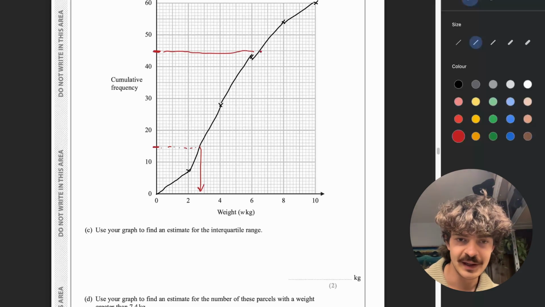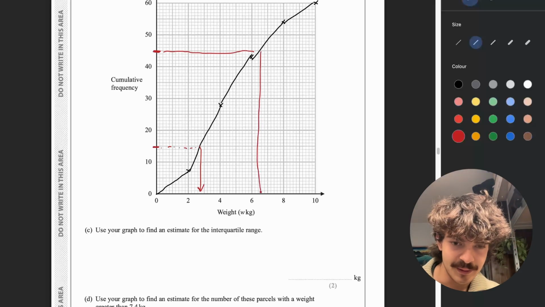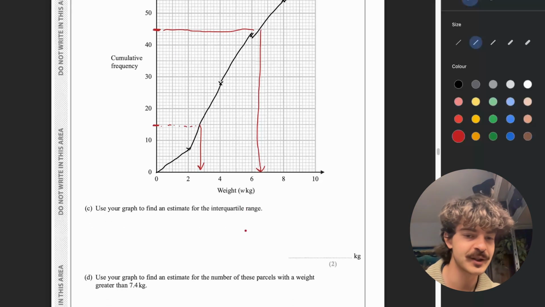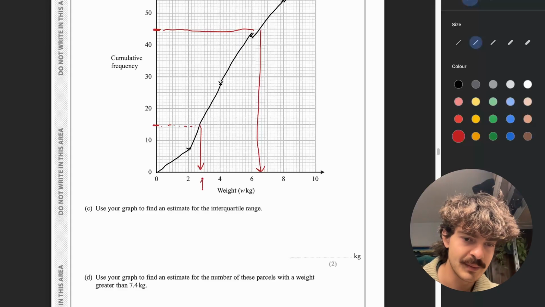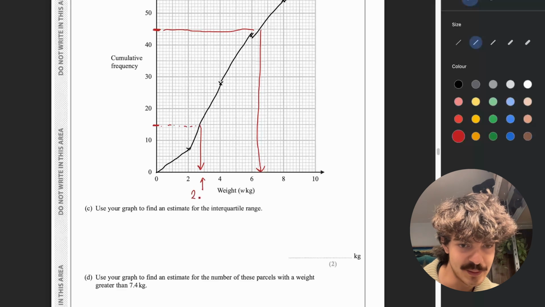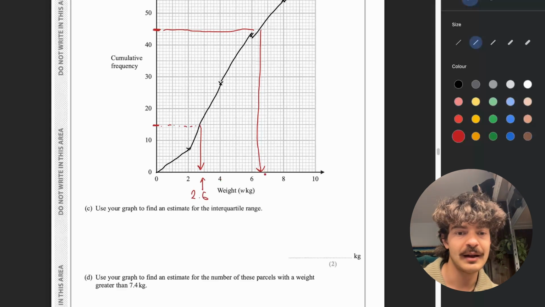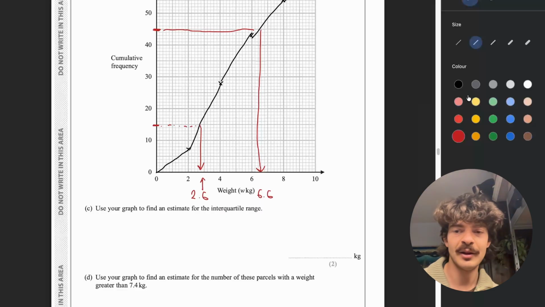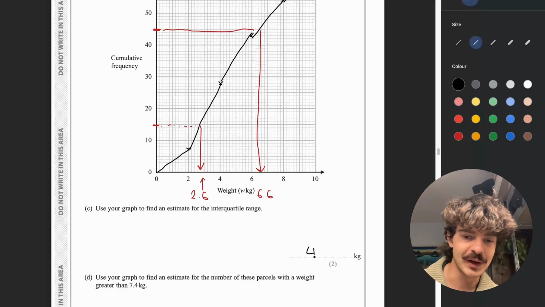Now, of course, these are slightly missing our exact points. So this is a wonderful way of estimating what we would expect to see for our interquartile range. Let's say that this one here is looking like, let's say 2.6. And then this one over here is looking like 6.6. So there you go. We see a bit of a gap of about 4 kilos.